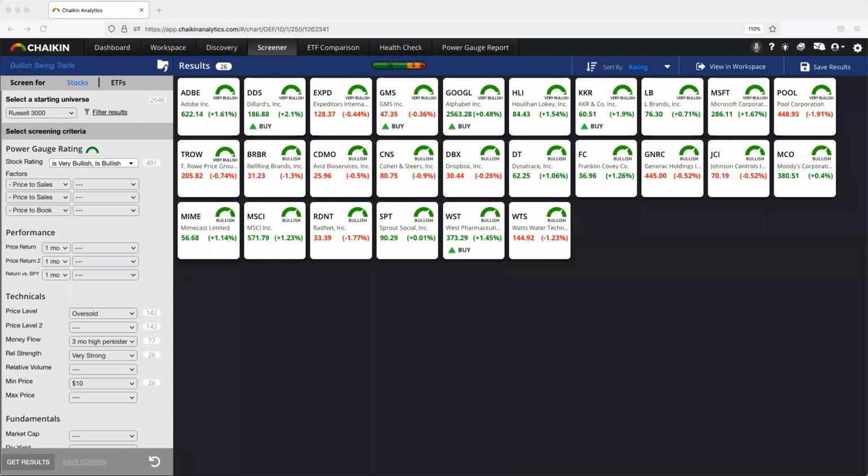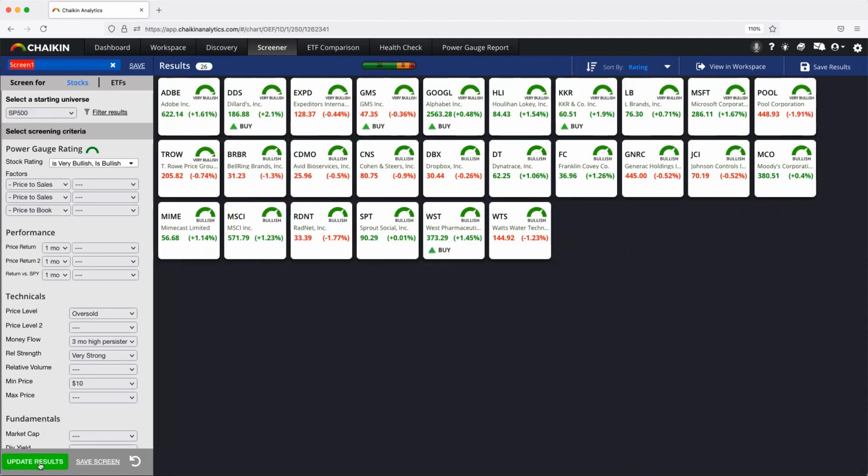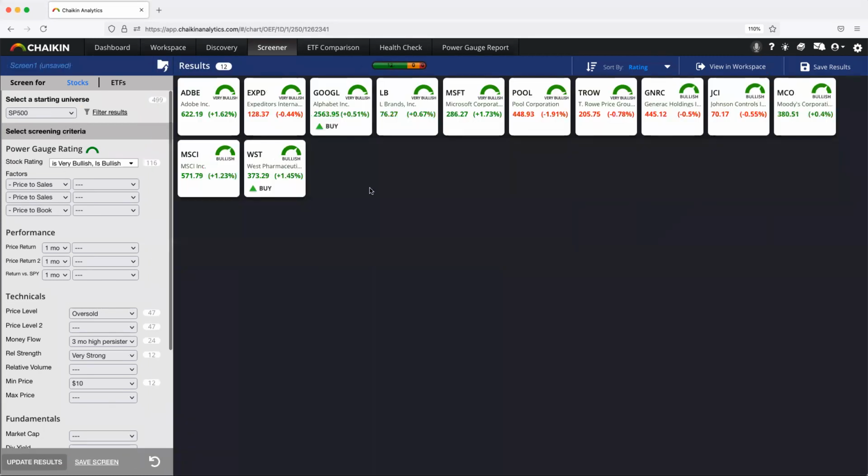Can you simply take a closer look at these stocks, click view in workspace, or save results if you prefer a more permanent user list, and go take a closer look? You bet. If you've decided that 26 is maybe a little too large of a number for you, that's great. We can continue to modify here on the screen and update it, right? For example, maybe you say, you know, Russell 3000 is a little too big. Let's focus on large caps only, S&P 500. Now we knock it down to 12.